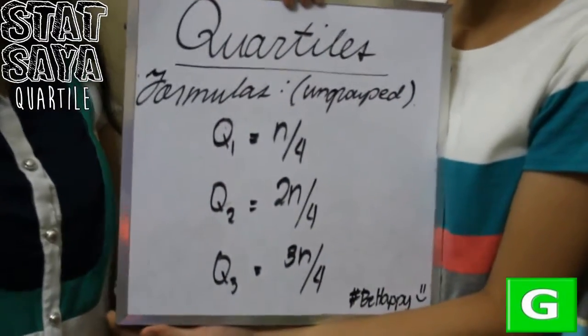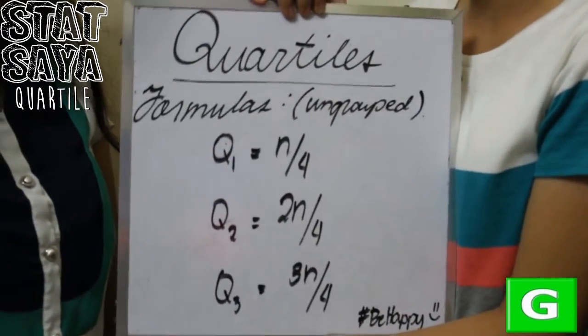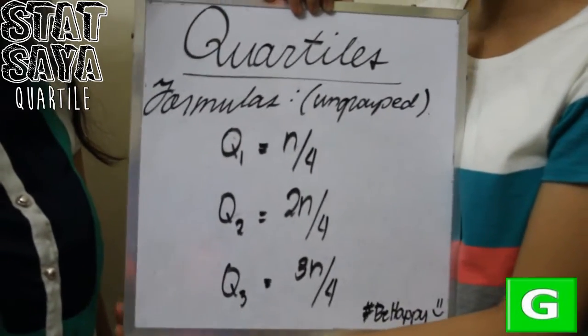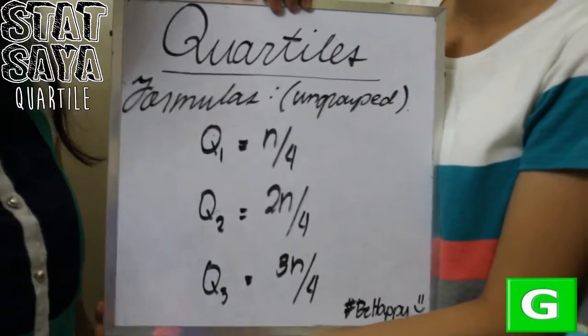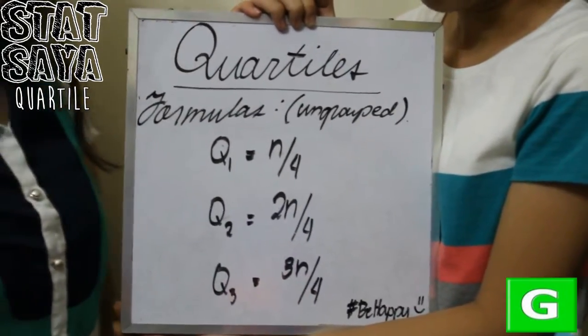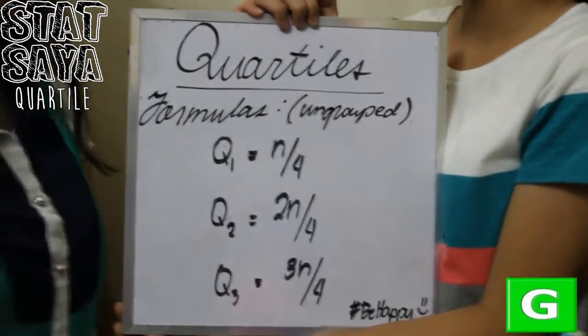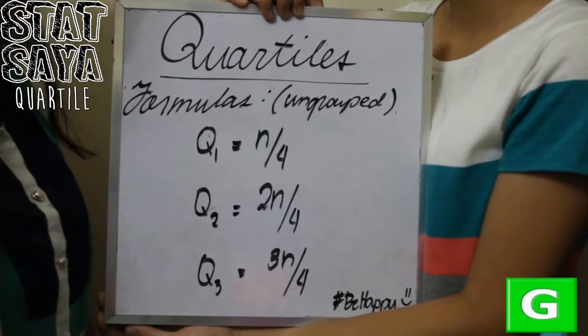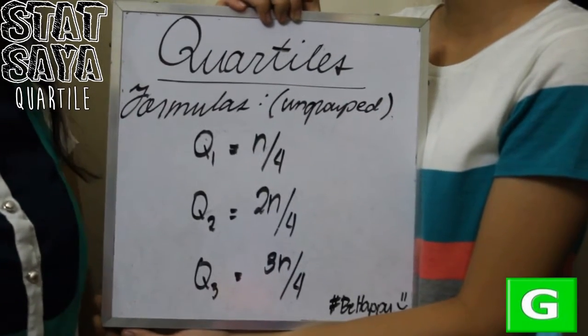Q sub 2 is equal to 2n over 4, wherein n is the total number of scores, 2 is constant, and their product will be divided by 4. And Q sub 3 is equal to 3n over 4, wherein n is still the number of scores, and 3 is constant for Q sub 3, and their product will be divided by 4.